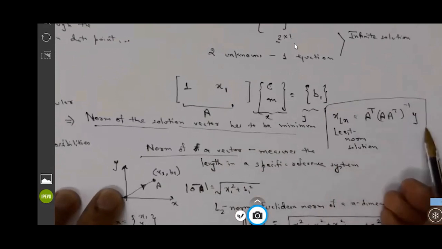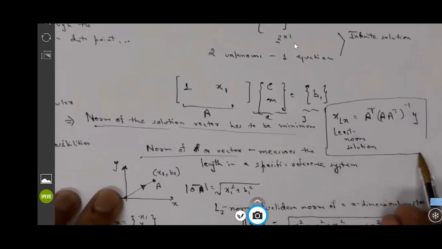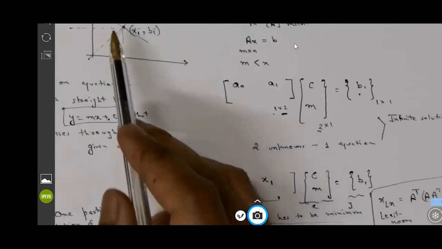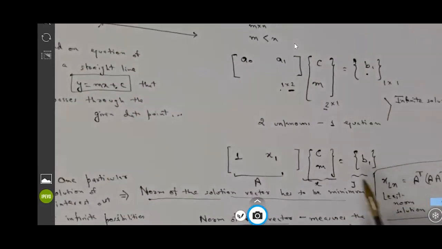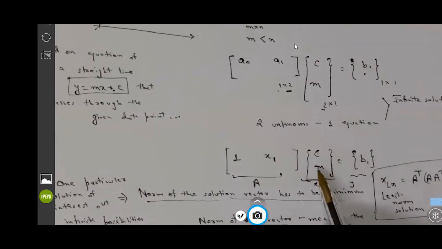And what it says is that out of all possible straight lines, you are going to get a solution that has the least length, or the minimum length, of the vector. If you take the sum of the squares and take the square root of this vector, then it will be minimum using this specific solution. Are you getting it or not?